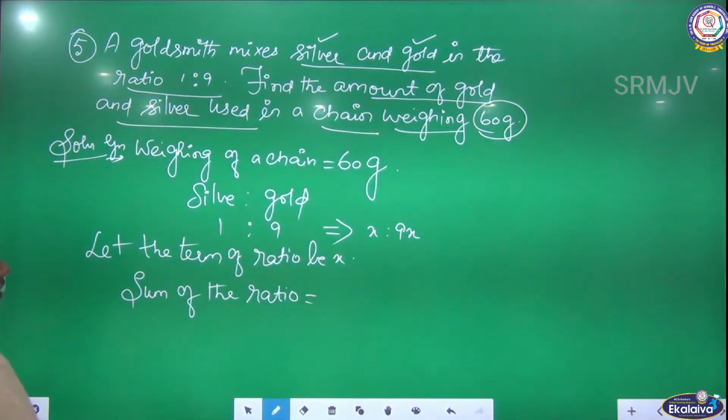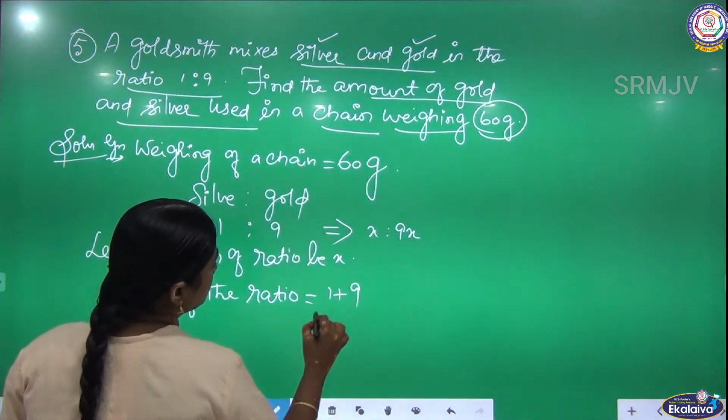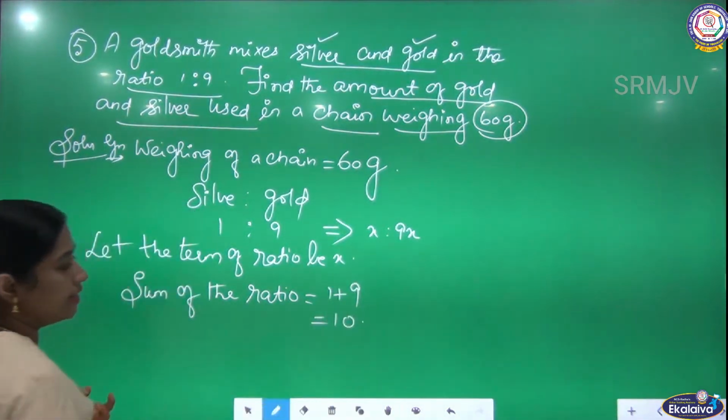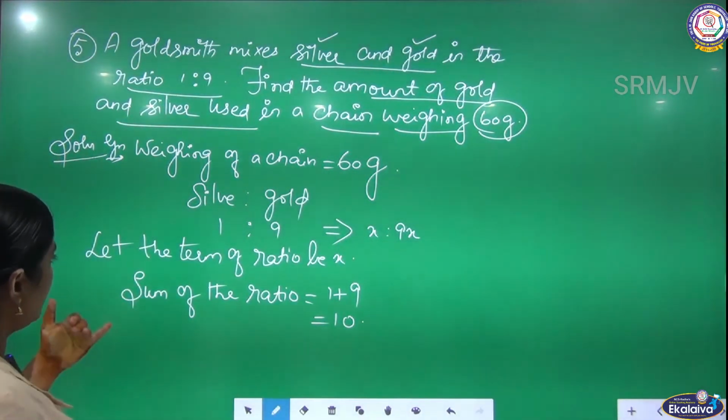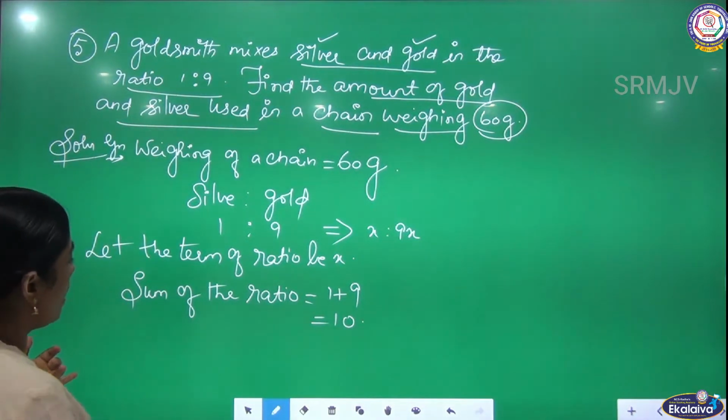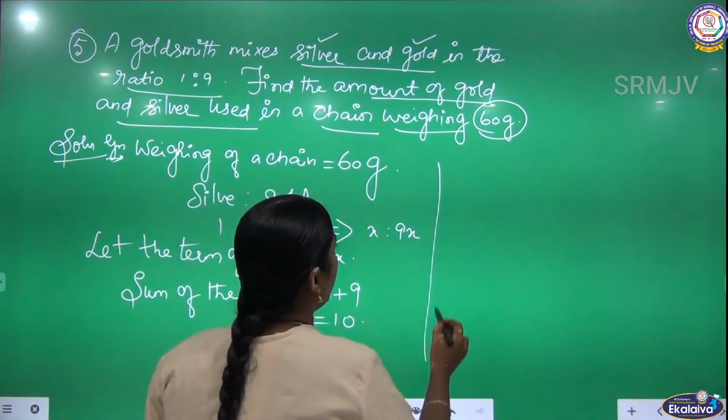Listen, sum of the ratio is what? 1 plus 9, which is 10. Can you clear this? 10. Now, see what is the total weightage. Now I am going to find out here the x value.